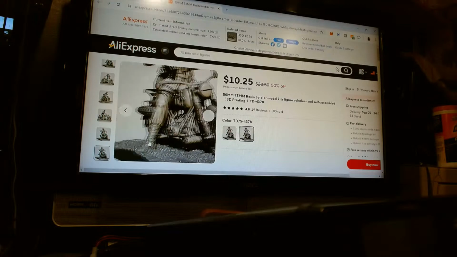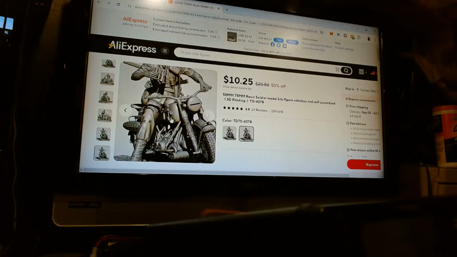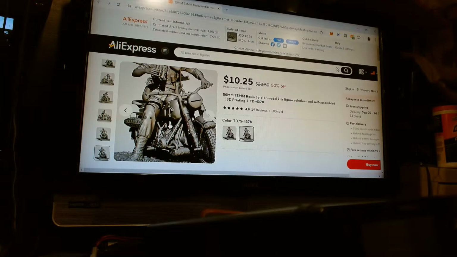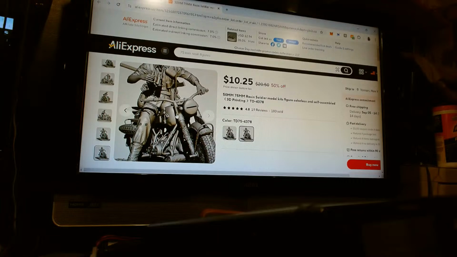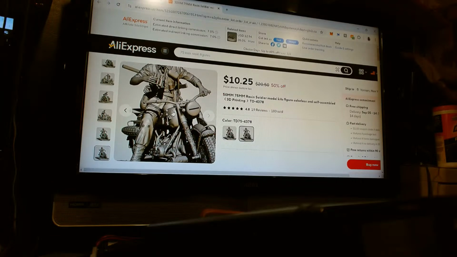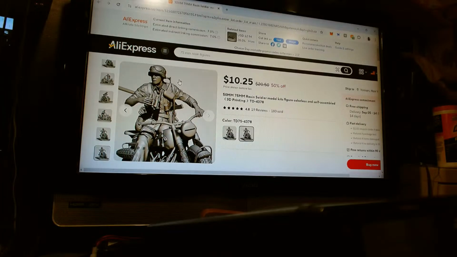So as you can see, the motorcycle is very detailed on this thing, even right down to the gear. I don't know if you can see the gear from here. There is a gear shift, and this is very detailed. So I did an unboxing of this one.